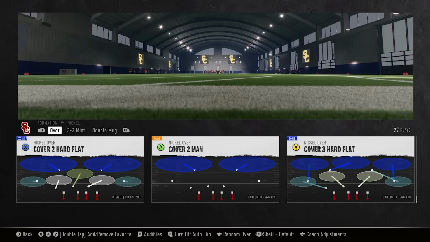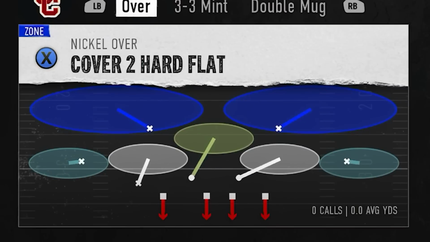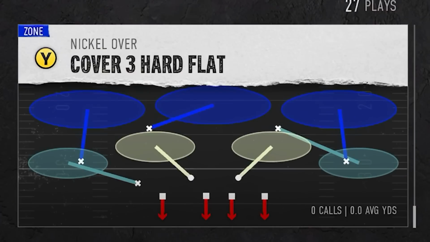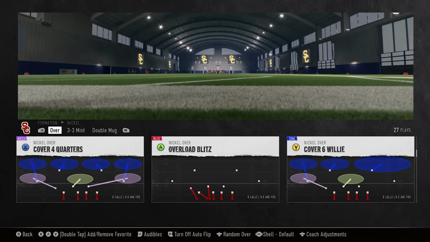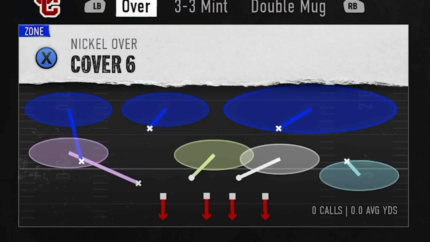Flipping to the zone side, we have Cover 2 over here on the left. You can see Cover 2 hard flat. You can see Cover 3 hard flat on the right. Then we have Cover 4, this Cover 4 quarters. That's Cover 4. And then lastly, we've got Cover 6 on the left. So those are the main types. Those are how everything's formulated.